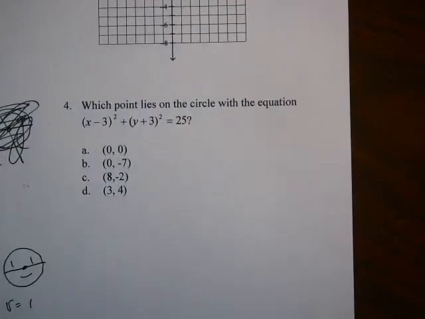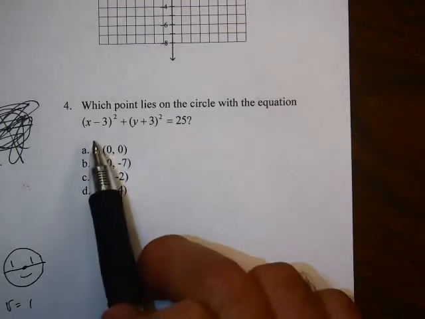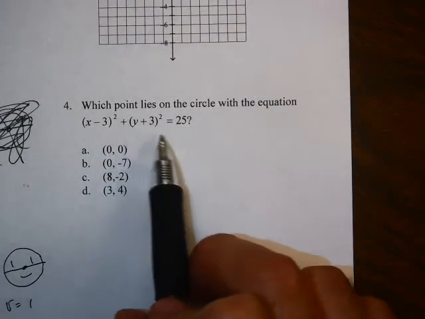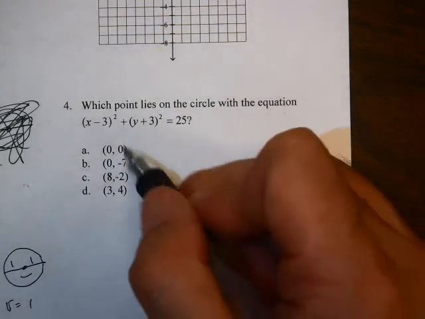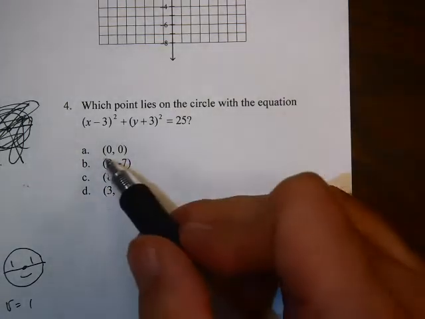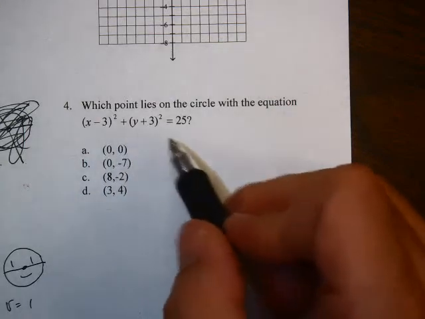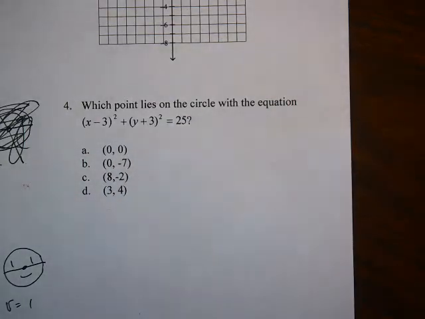Our last one, multiple choice, number 4. What point lies on the circle with the equation x minus 3 squared plus y plus 3 squared equals 25? I have to take all these 4 and test them one at a time by plugging in these coordinates and seeing which one works out to be exactly 25.